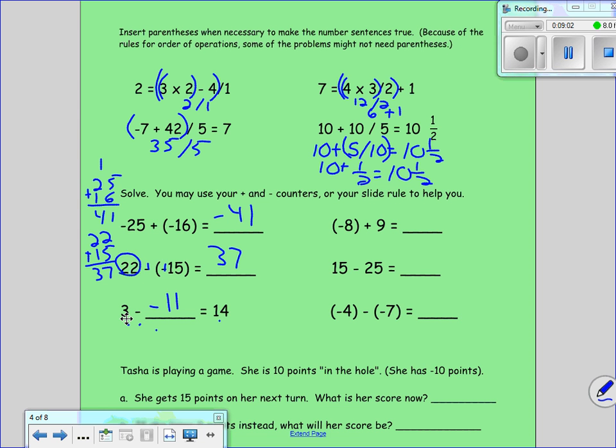Over here, I have a negative 8 plus a 9. That's a pretty easy one. My answer is a positive 1. 15 minus 25. I'm going to leave, add, I'm going to change. My answer is going to be a negative. It's going to be a negative 10. Down here, I'm going to leave the negative 4. Add, change. I have a positive 7, a negative 4. My answer is going to be a positive 3.